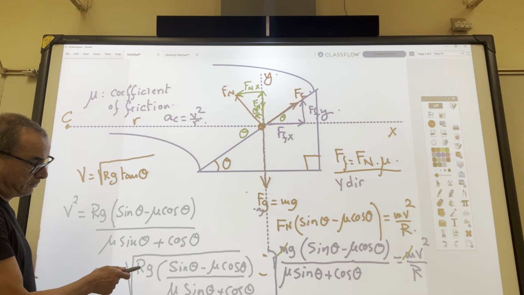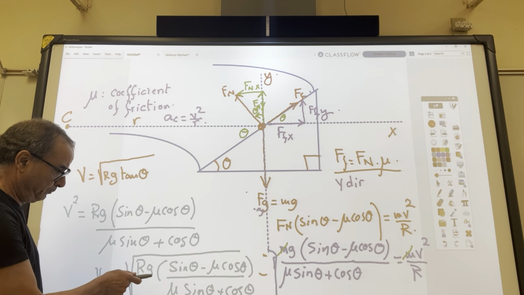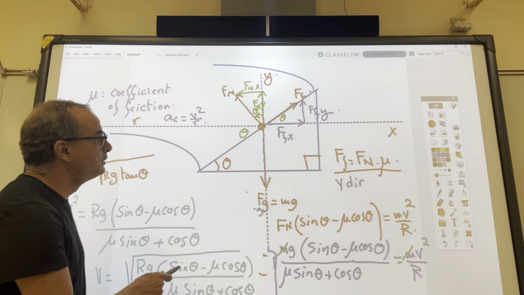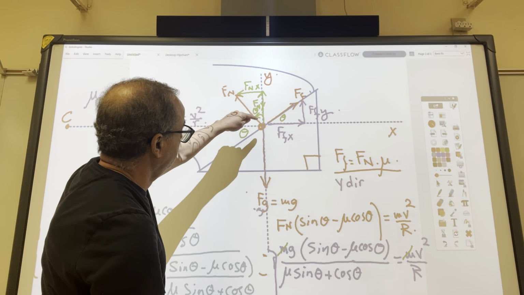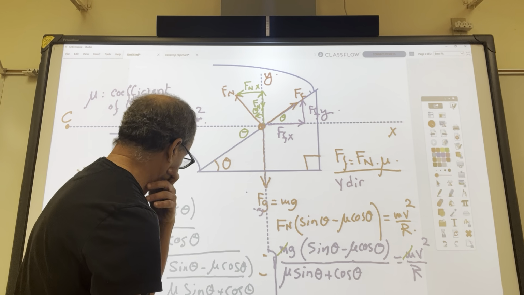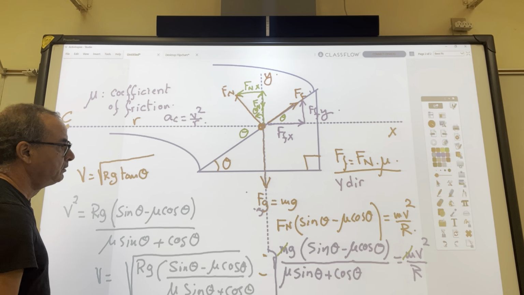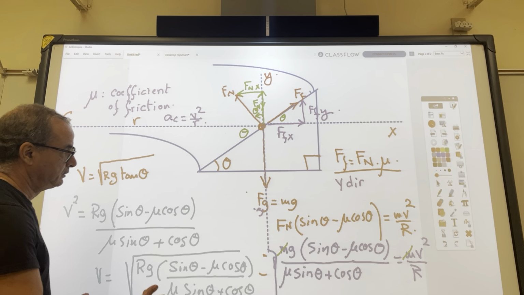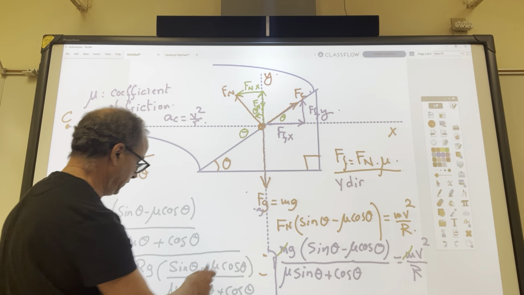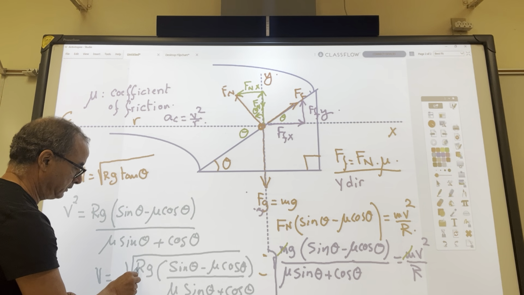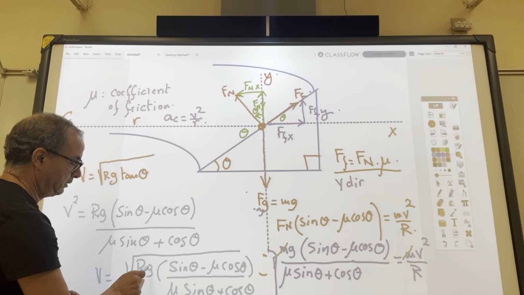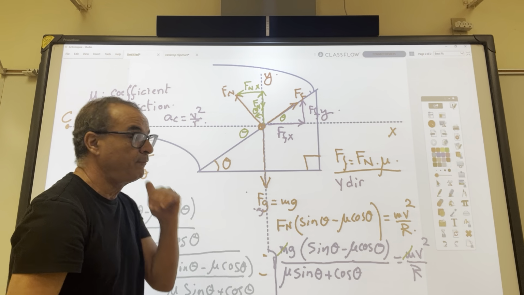This is the minimum velocity you need to prevent the car from slipping down. And if you want a number for the velocity, then we have to have the theta, the radius r, and the gravitational acceleration. If you have those three variables, then we can get a number. Okay, that's it.